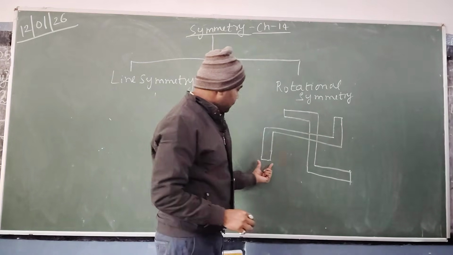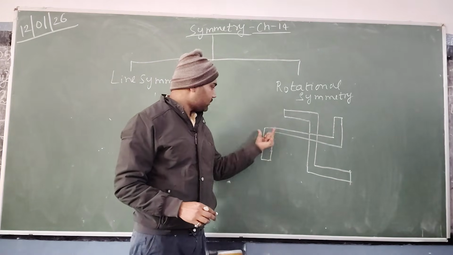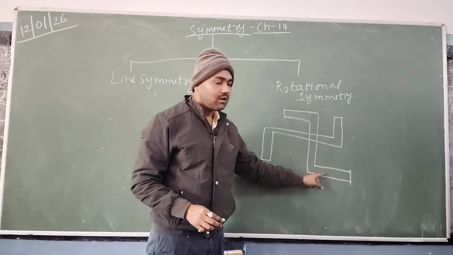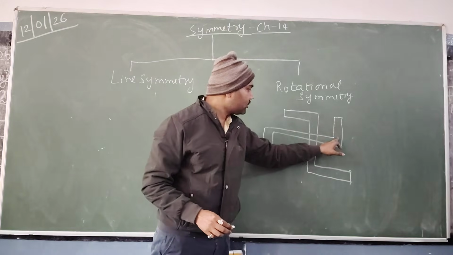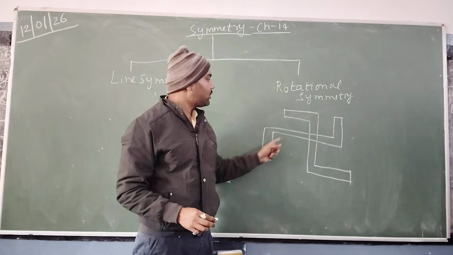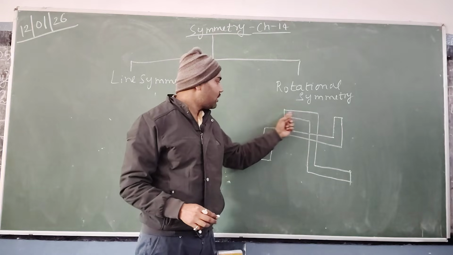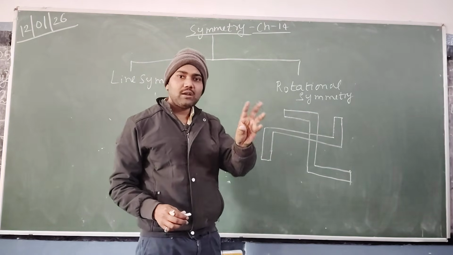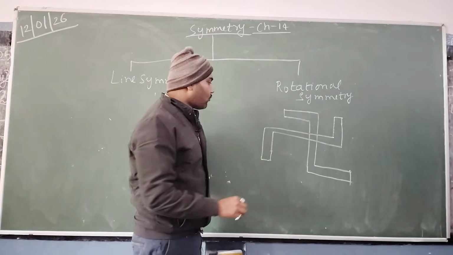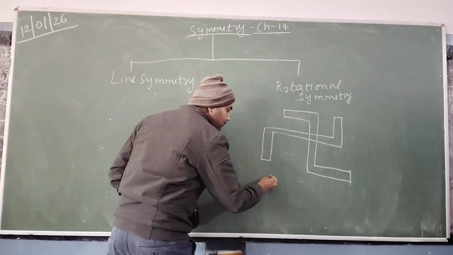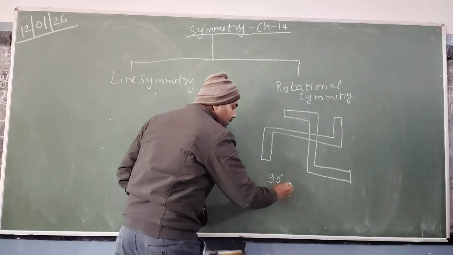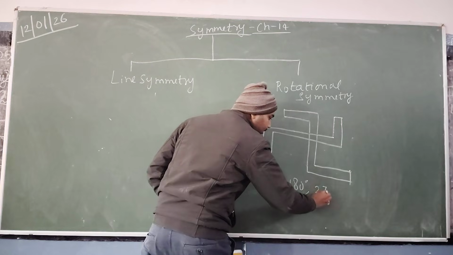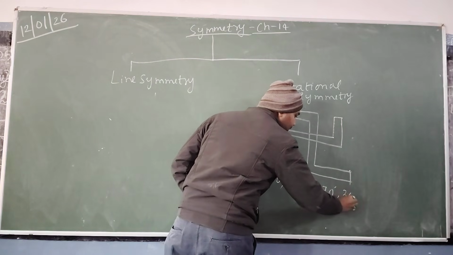So suppose if we take this handle and rotate like this, it will come to this point, and it looks similar. When this comes to this point, again it looks similar. When it comes to this point, again it will look similar. So as many times as you rotate, it will look similar. So what will be its angle of symmetry? It will have symmetry at angle 90 degree, at angle 180 degree, at angle 270 degree, at angle 360 degree.